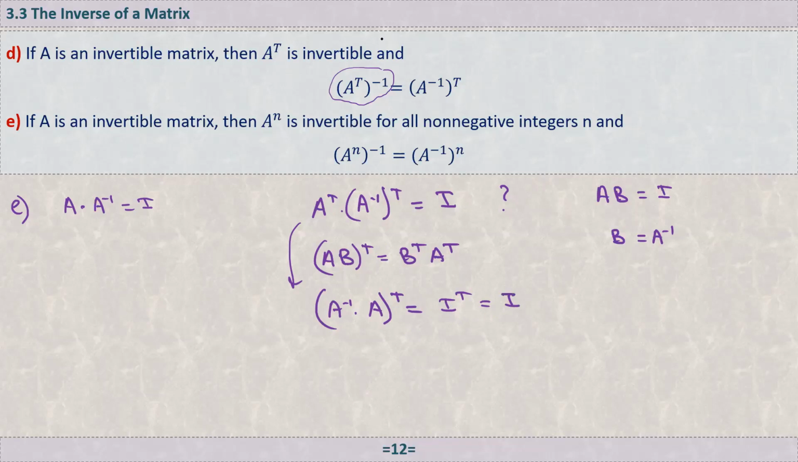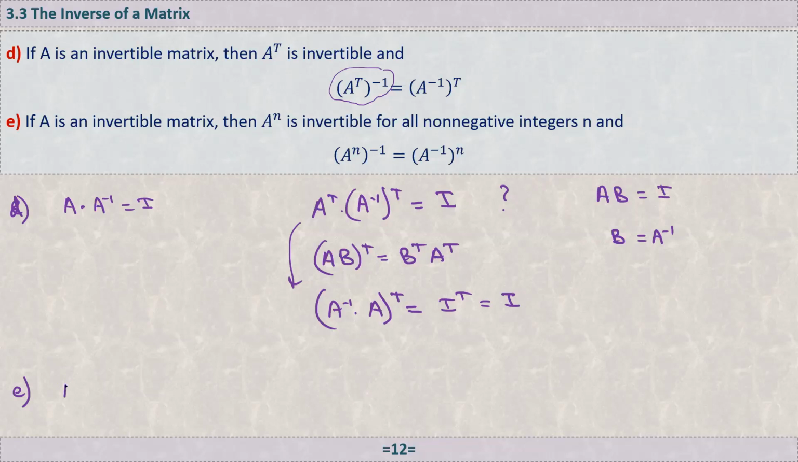So that means that (A transpose) inverse is equal to (A inverse) transpose. In a similar way, this is D, this is E. If A is an invertible matrix, the last one, then A^n is also invertible for all non-negative integers n, and (A^n) inverse equals (A inverse)^n. It's actually that generalization of part C.